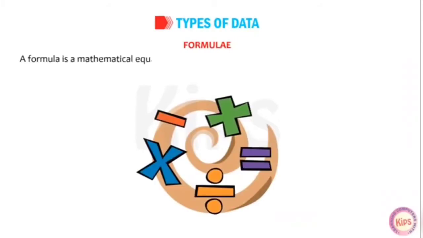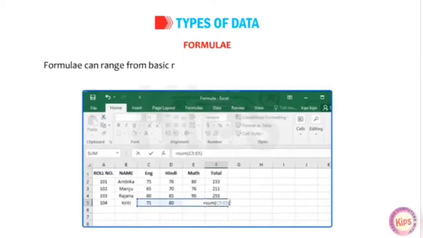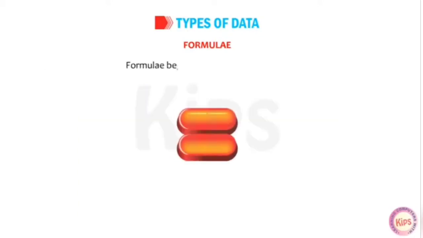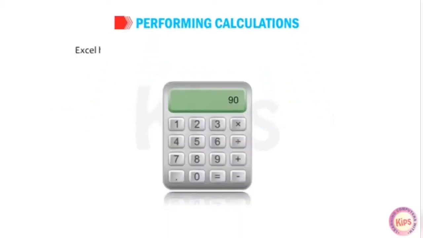Formulae. A formula is a mathematical equation involving number values, operators and cell addresses used for performing calculations on a worksheet. Formulae can range from basic mathematical operations to complex calculations, right? Formulas begin with an equal to sign. Performing calculations on page 96.